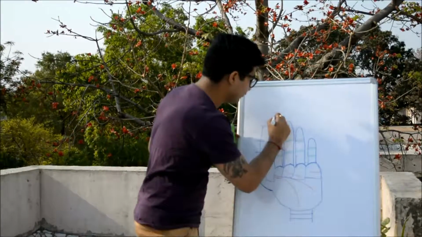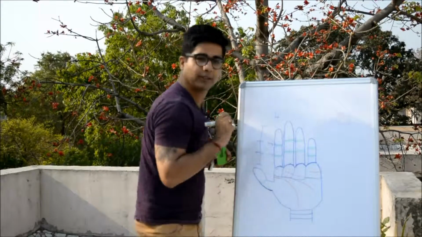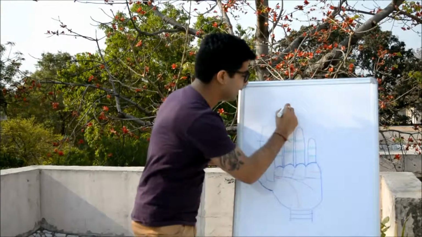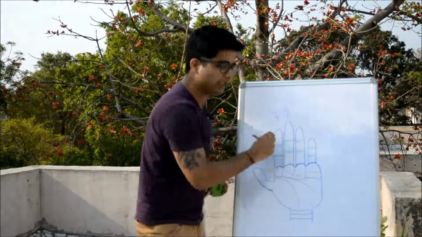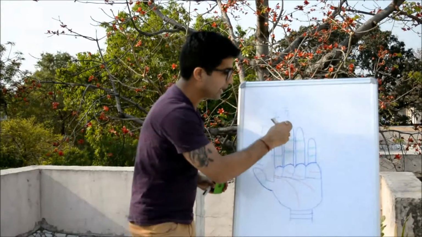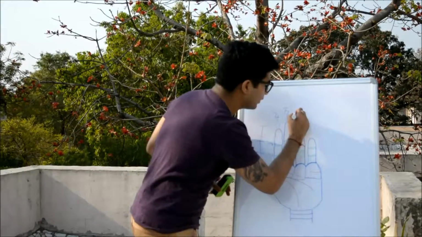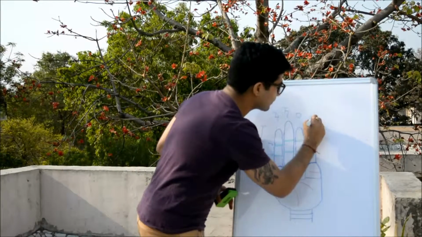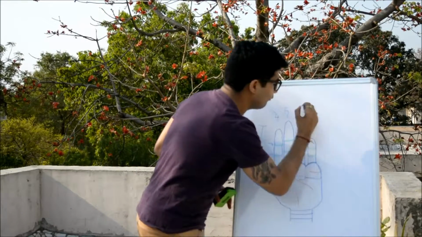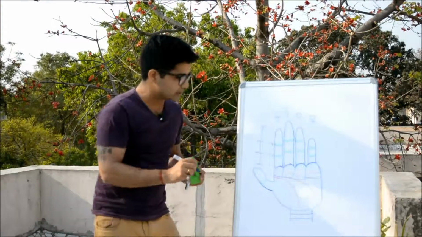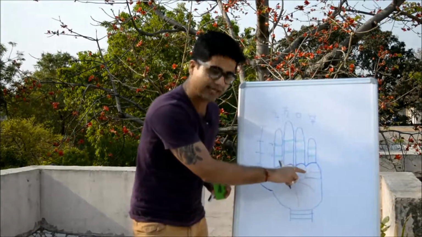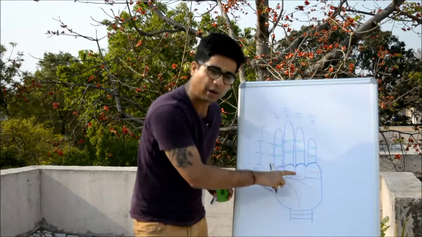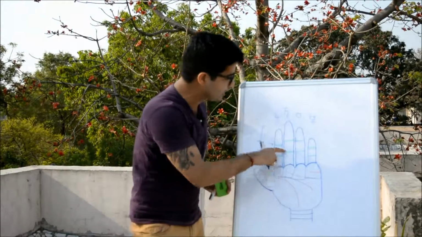So the Jupiter planet is associated with the index finger. Then we have the planet Saturn, which is associated with the middle finger, the planet Sun, which is associated with the ring finger, and the planet Mercury, which is associated with the little finger. So we have understood that there are four planets at the bottom, these areas are also known as mounts, and these are the planets associated with these mounts.